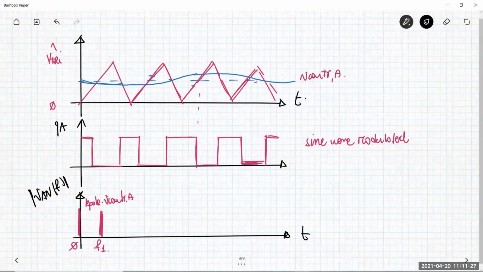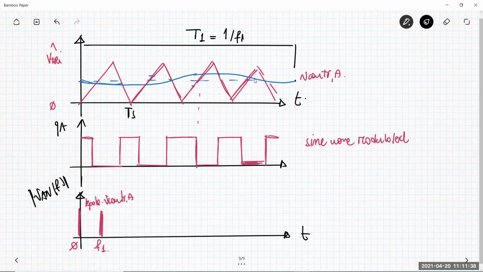So suppose that my sine wave has a period, which is this one, T1. Okay, so 1 over F1. This is Fs. So these are the harmonics you can find for F1. This is the moving average that you can find at the output, okay, here, because this is sine wave modulated with a sine wave having frequency F1. Then you can have the fundamental component of the triangular carrier signal at frequency Fs.